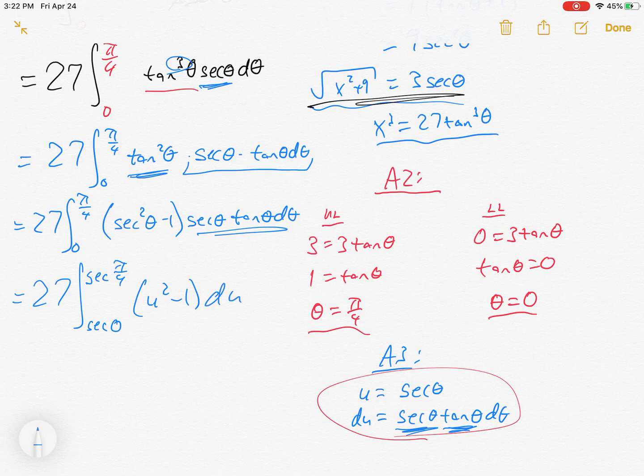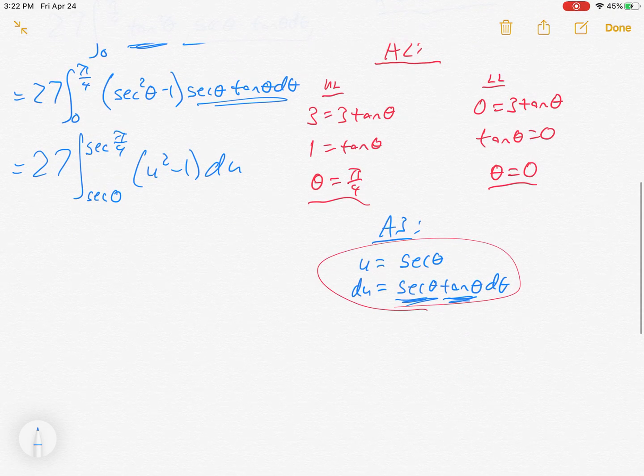So as we do that, we need to change our bounds. This is more of a traditional substitution, so I can just change them on the integral right there. And then this becomes u squared minus 1, and all that is du. That looks a lot better, right?